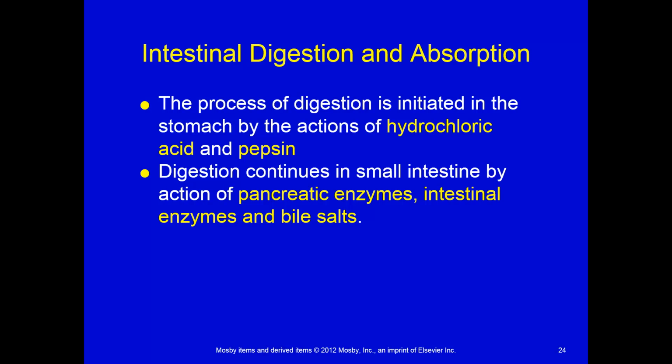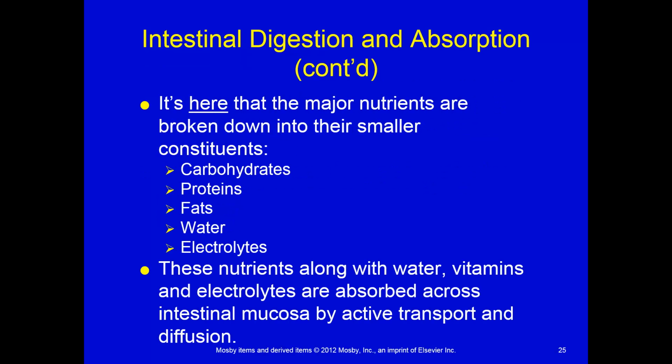Chyme does pass into the duodenum. It's in a very liquid form, but there are still some small undigested particles of food that need to continue to digest once it reaches the duodenum. So, with the help of those accessory organs. Okay? And it's here that the major nutrients in the food that we eat are broken down into their smaller constituents.